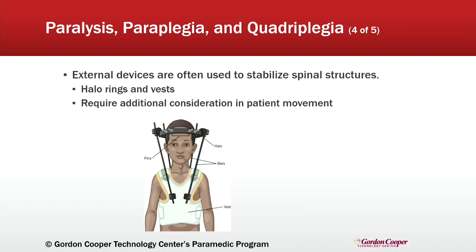External devices like halo rings and vests are often used to stabilize the spine. These devices require extra care and coordination when moving the patients. These devices, halo rings and vests, are heavy and add substantial weight overall to the patient. It is necessary to support these devices without applying force directly on them during movement. Removal of these devices should only occur during cardiac arrest to allow for adequate chest compressions.